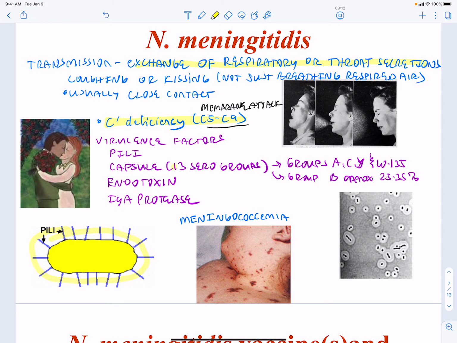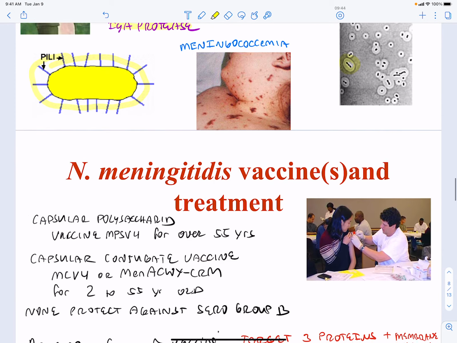They have a capsule. There are 13 different serotypes of the capsule. Groups A, C, Y, and W135 are the most common found, so all of those clumped together are most common. Group B, however, itself is very prevalent. It's isolated in about 25 to 35% of all cases. And this is just an image of the bacterium with that capsule. They're also gram-negative, so they have that endotoxin again. They also have an IgA protease similar to Haemophilus influenzae.